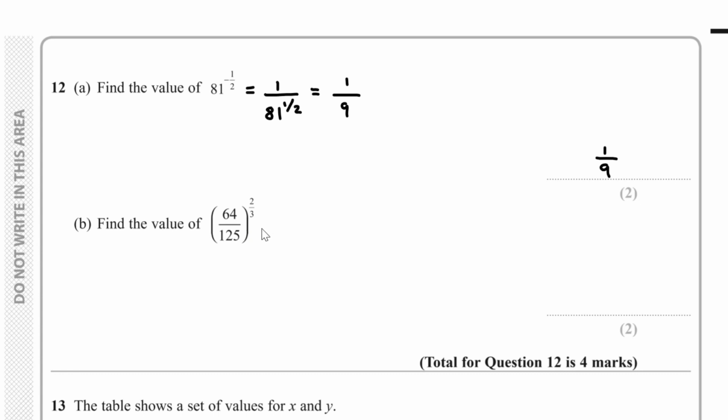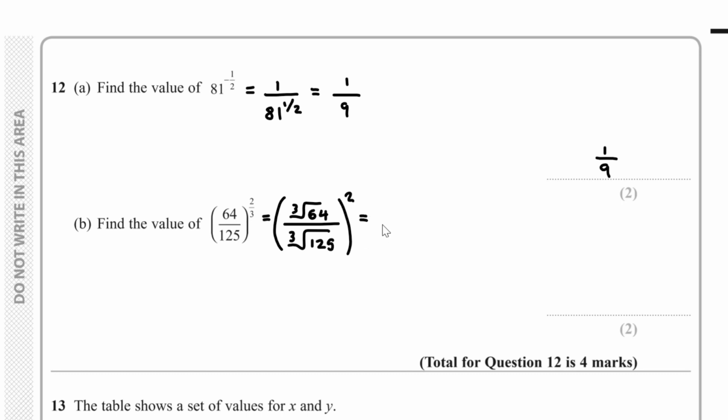For part B, we have to find the value of 64 over 125 to the power of 2/3. Well, here this is the same as cube rooting the 64. So we've got cube root 64 over cube root 125, and then squaring this result.